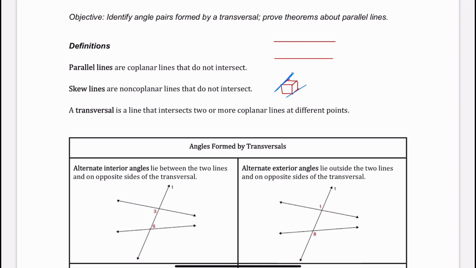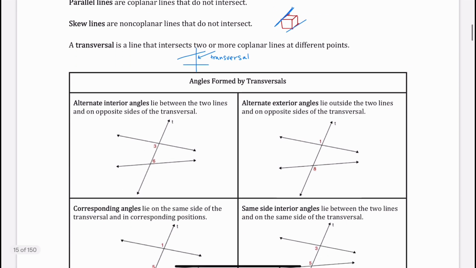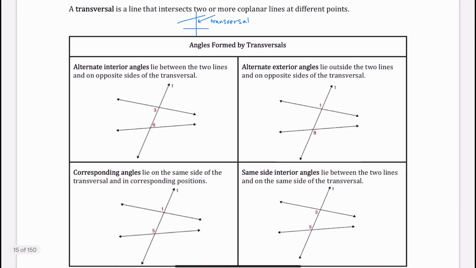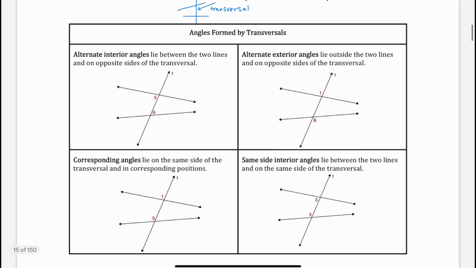Now, a transversal is a line that intersects two or more coplanar lines at different points. So if I had two lines and then they intersect with another line, this would be a transversal right there. So if we look at some angles formed by a transversal, we have two lines that are coplanar. The transversal is the line that intersects those two lines.